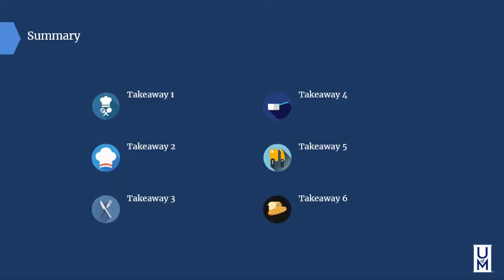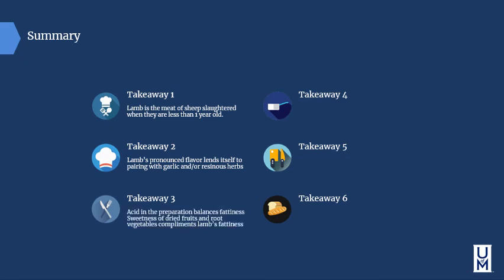Some of our key takeaways for this module are: lamb is the meat of sheep slaughtered when they are less than 1 year old. Lamb has a pronounced flavor, and lends itself to pairing with garlic or resinous herbs. Acid in the preparation balances fattiness. Sweetness of dried fruits and root vegetables complements the lamb's fattiness as well.